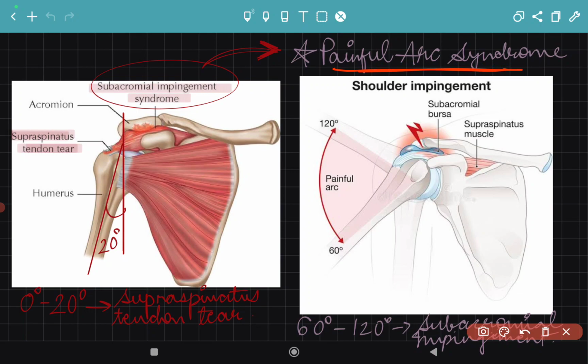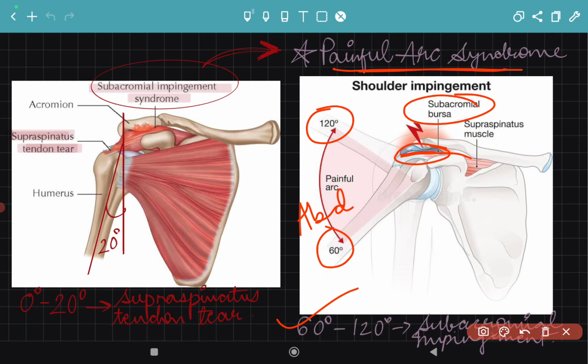This subacromial impingement syndrome is considered a painful arc syndrome between 60 to 120 degrees of shoulder abduction. So this painful arc, if present in a patient, then the conclusion goes to subacromial impingement. In this case, there is the subacromial bursa, the supraspinatus muscle and its tendon passing, which is getting entrapped between those bony parts. So these soft tissues are getting entrapped, causing inflammation, giving rise to pain. So this painful arc of 60 to 120 degrees is for subacromial impingement.